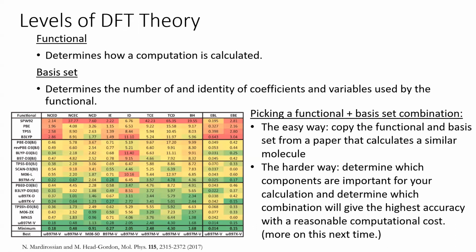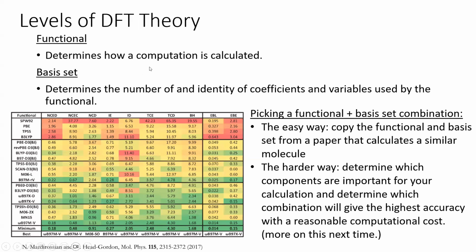So when you're doing DFT calculations, the computational cost and accuracy is mostly determined by two things: the functional and the basis set. The functional tells you how the calculation is performed, whereas the basis set tells you the number of coefficients, the number of terms used in that functional. So you can have a highly accurate functional using a small basis set, or you can use a less accurate functional with a really large basis set. Probably the former is the better way to go about it.